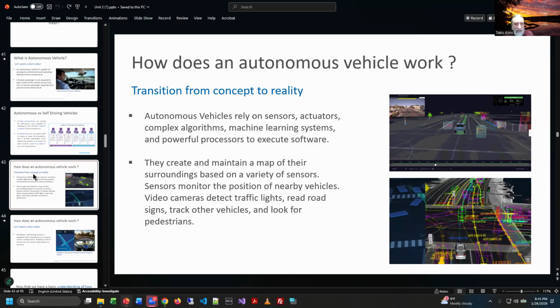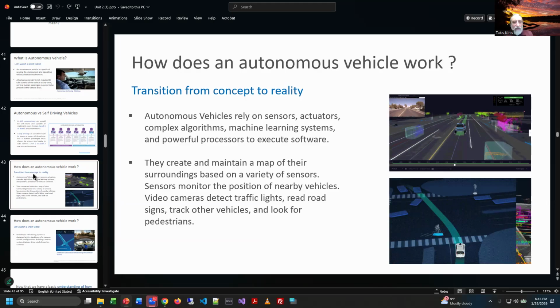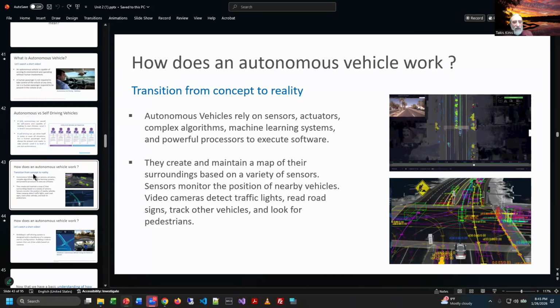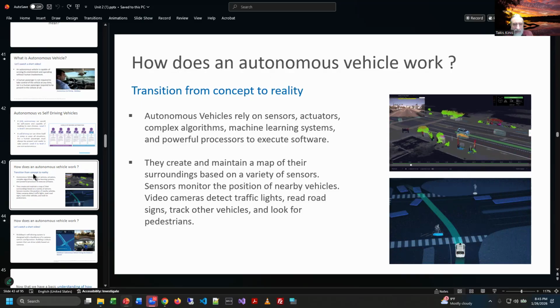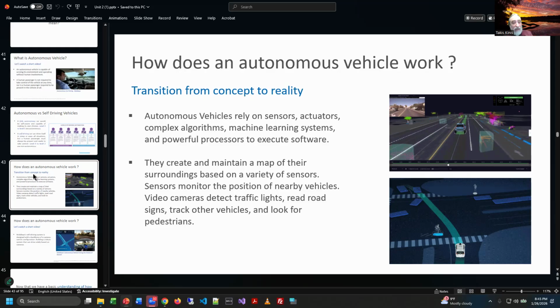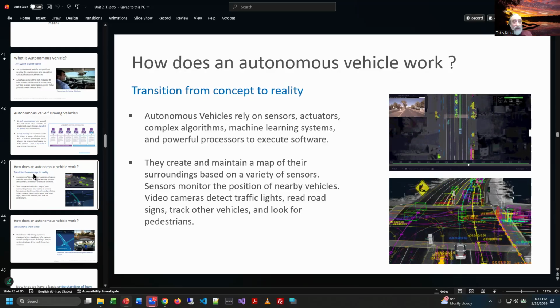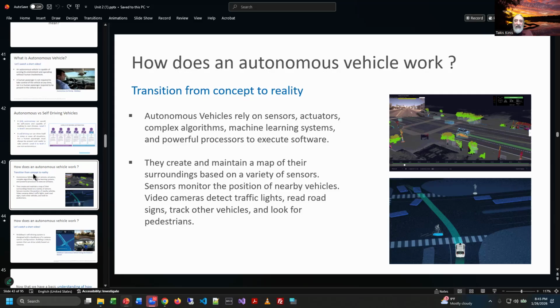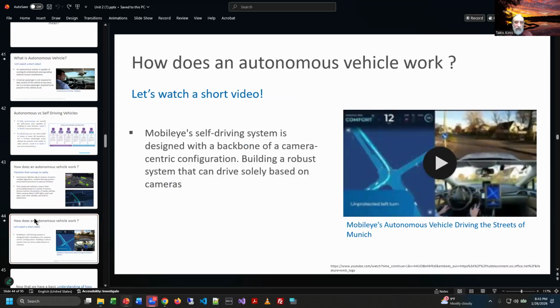But notice that it says they can create and maintain a map of their surroundings based on a variety of sensors. They monitor nearby vehicles, they look at traffic lights, read road signs, track other vehicles, look for pedestrians, right? Those are all things that those autonomous vehicles do. All right. I'm going to run this video here also. And I think this is kind of an enlightening one. So we'll just watch a bit of this.